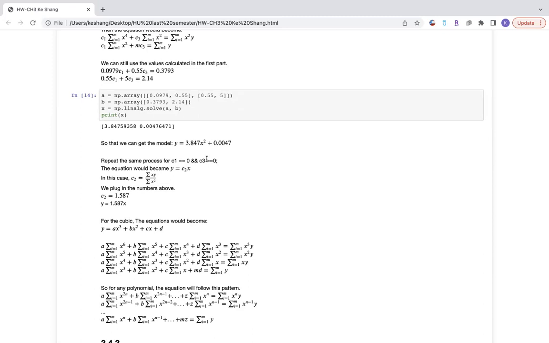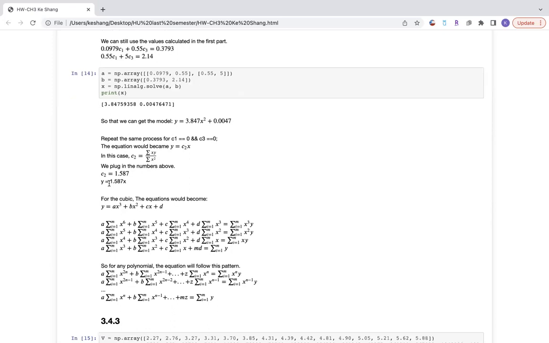It also asks us to repeat the process for C1 equals 0 and C3 equals 0. So we only have C2 in this case. So y should equal C2 x. In this case, C2 becomes the sum of xy over the sum of x squared. So we plug in those numbers from above, and we know that y is equal to 1.587x.